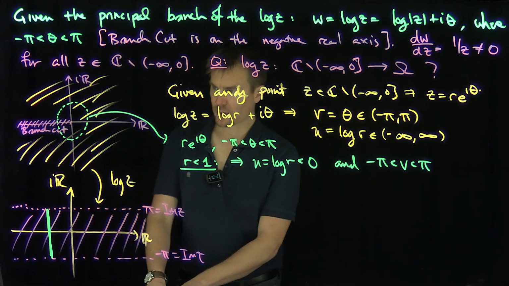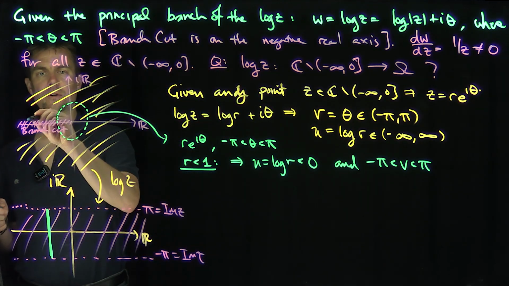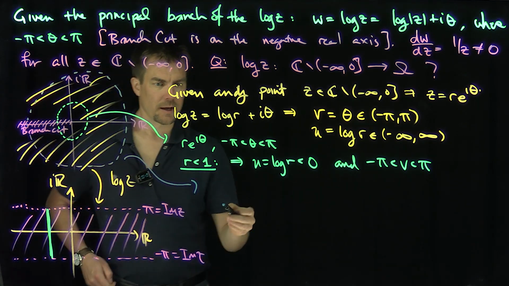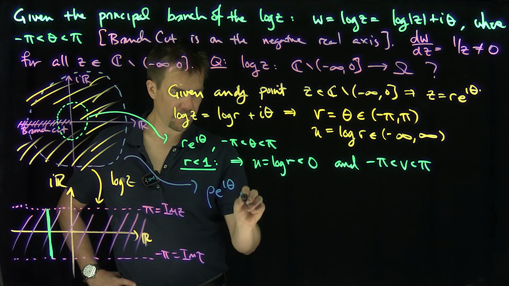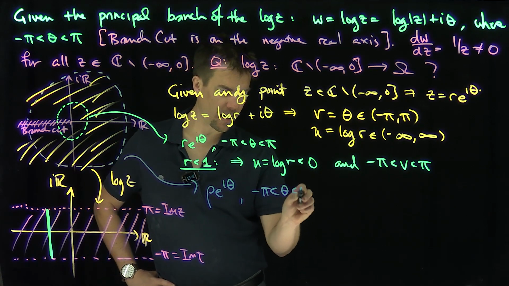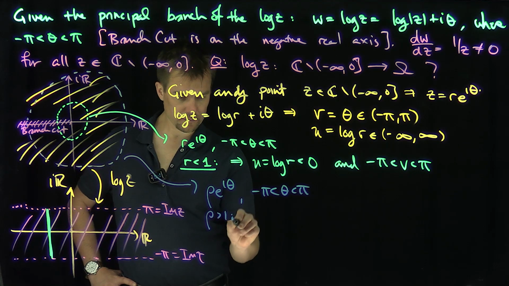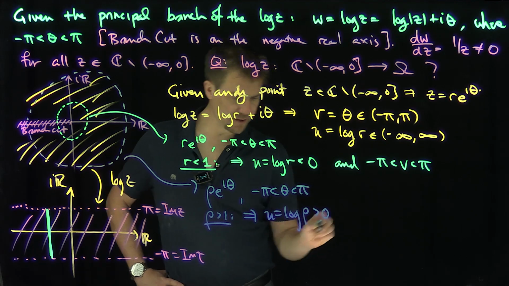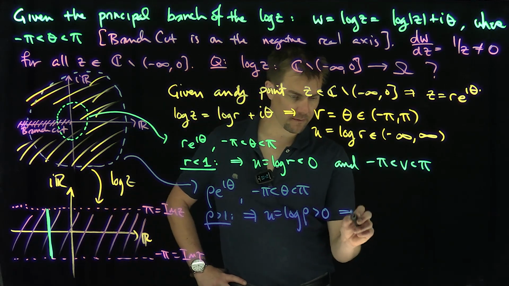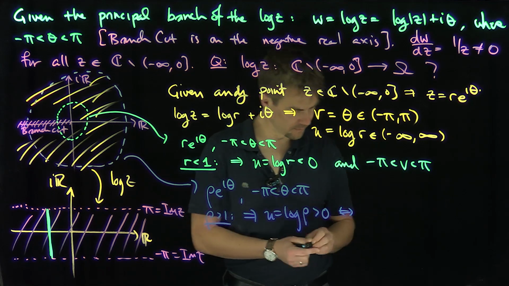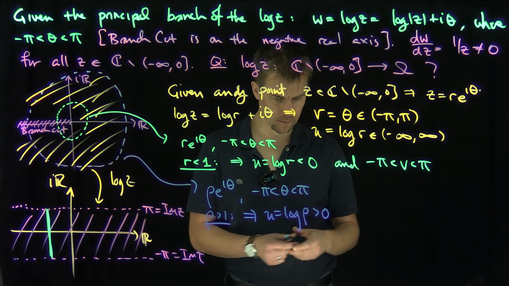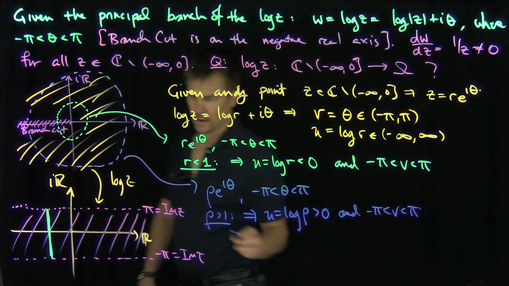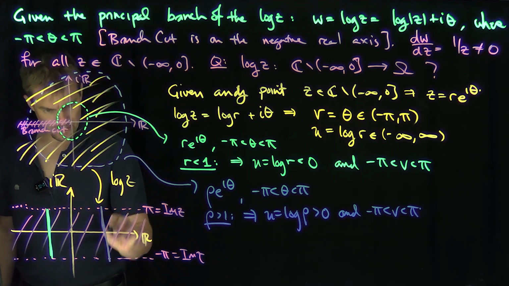If I do this one over here, let's look at this big circle. That big circle is going to be rho e to the i theta, where of course theta is between negative pi and pi. And now rho is bigger than 1. That forces u, the log of rho, to be greater than 0. And v is still stuck where it belongs, in theta. So those big circles get mapped to these strips down over here, like that.